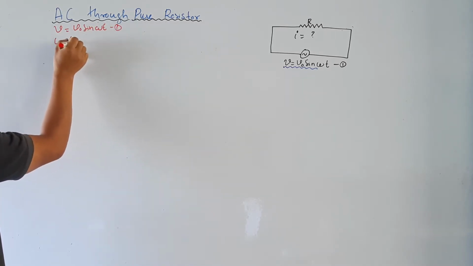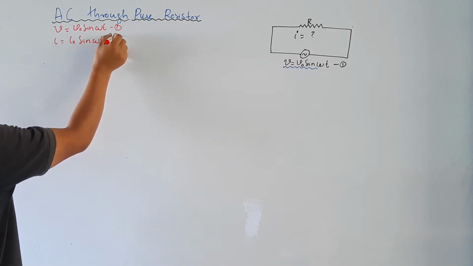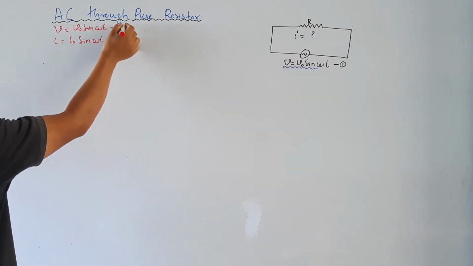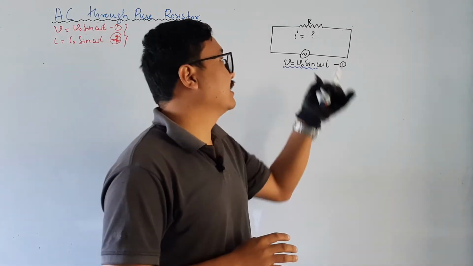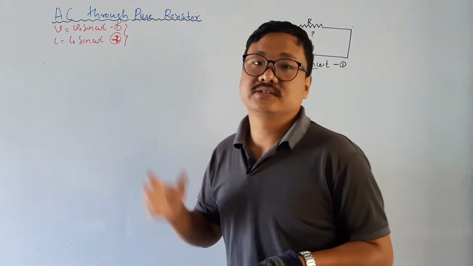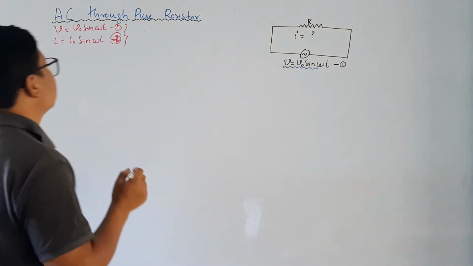I is equal to I0 sine of omega t, equation number 2. So we got these two equations. We got the value of current whenever we apply alternating voltage to the resistor. Now let us see, there is a very interesting thing to see over here.